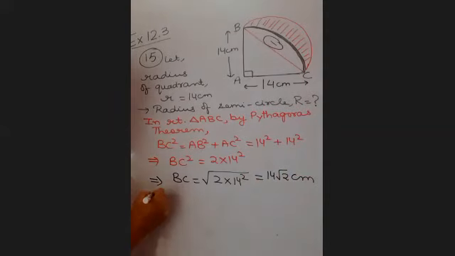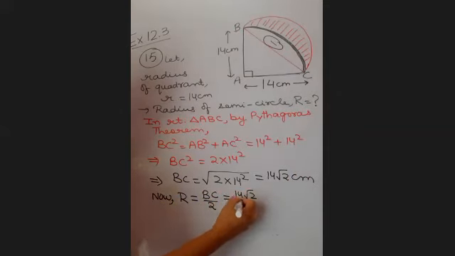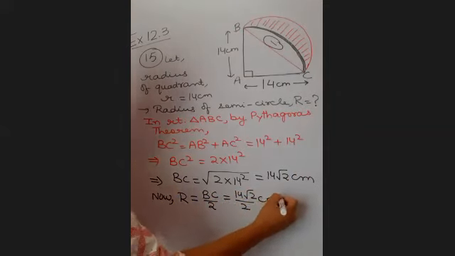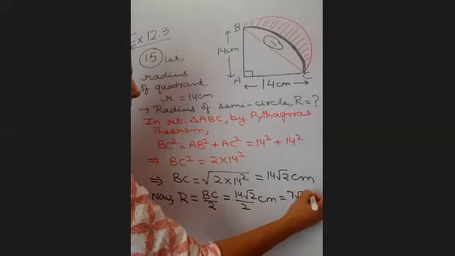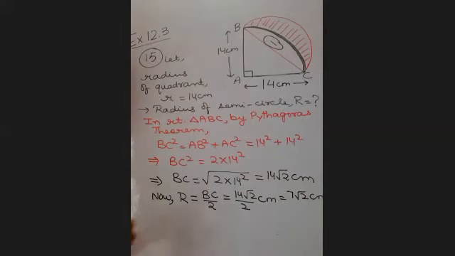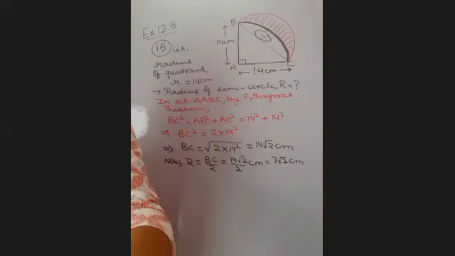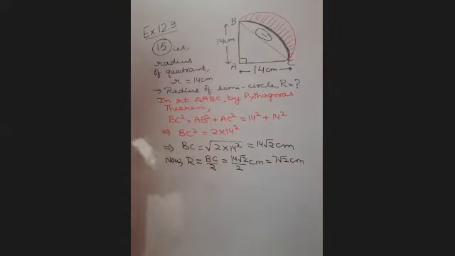So now this BC is going to be the diameter. So the radius of the semicircle would be BC divided by 2. So 14 root 2 divided by 2, which is 7 root 2. Now we have both the R's with us, small r as well as capital R. We just need to put it in the formula and get the area of the shaded region.